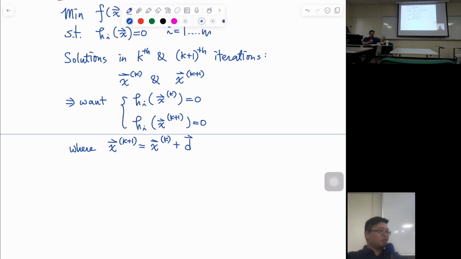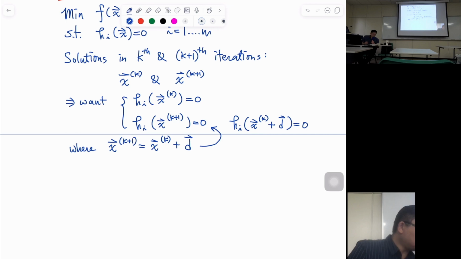In almost all kinds of methods, we try to start from somewhere that we know, and then try to move to a new position. And the movement, you can define it as a d vector. It's like a moving direction, right? So this implies we are trying to get this. If we plug in, we hope that even if we move by this vector d, we still satisfy the equality constraint. Okay. So that's the idea.